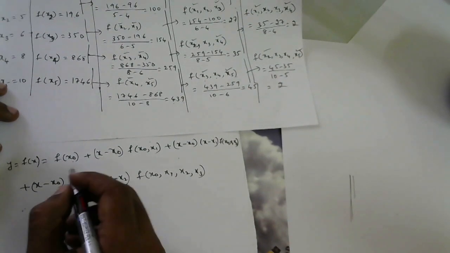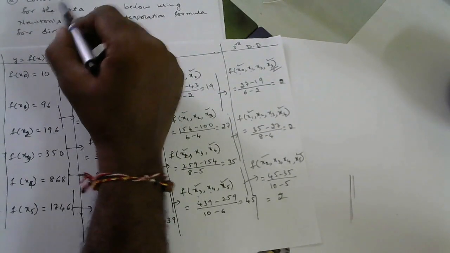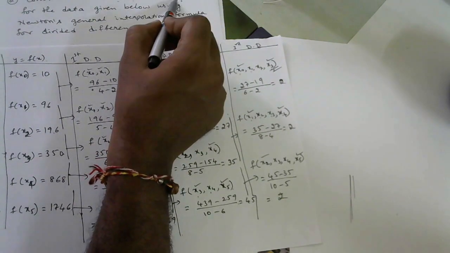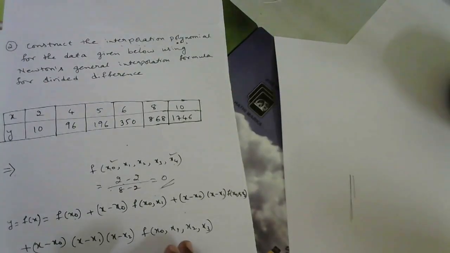Now in the question, what they told is to construct the interpolation polynomial. Interpolation polynomial means they asked to find the polynomial, so we have to find the equation. So keep the x value as it is and substitute the other values. So what do you get here?